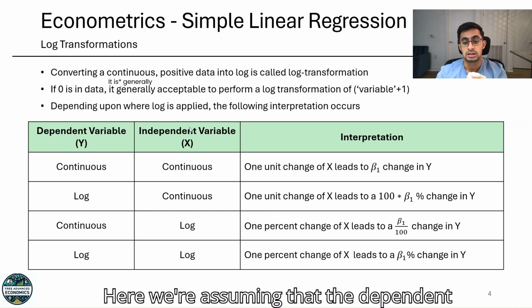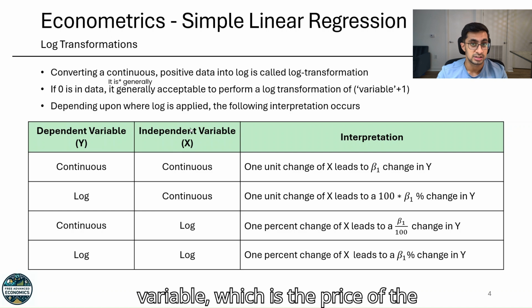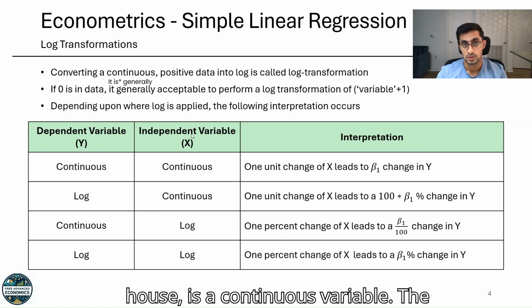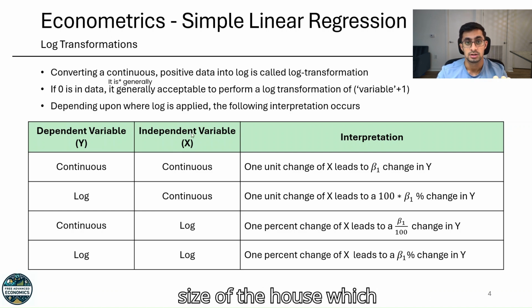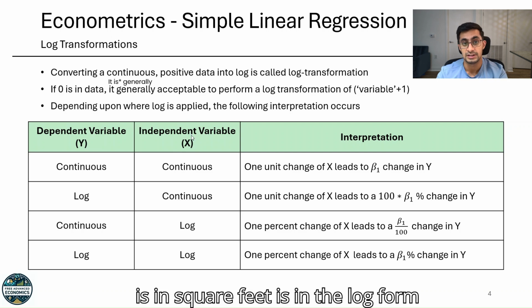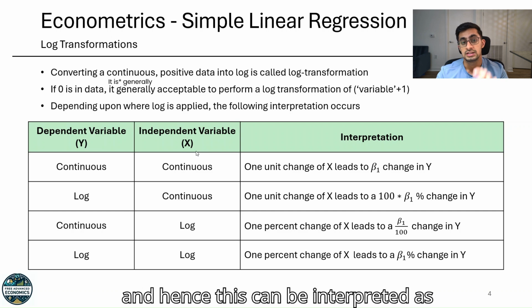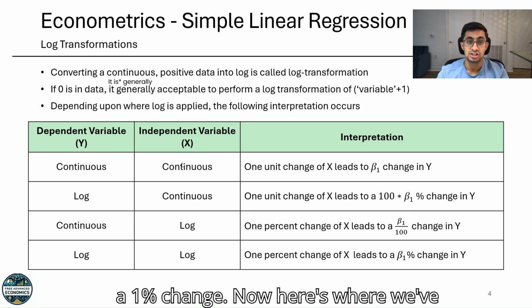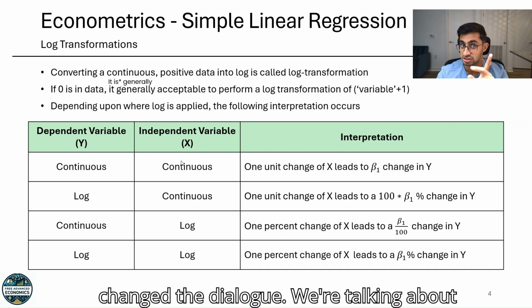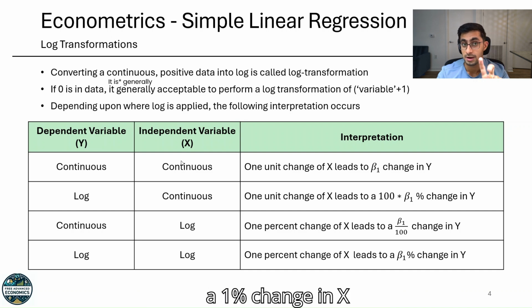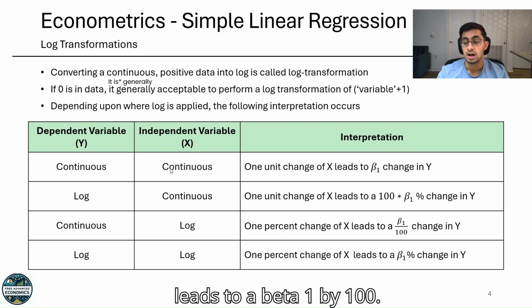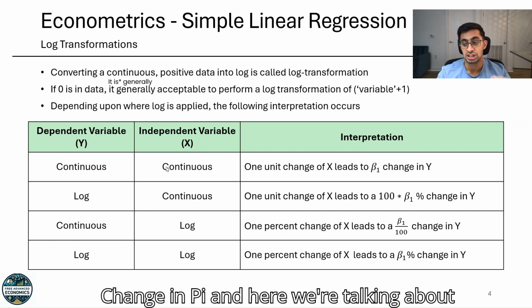Here we're assuming that the dependent variable, which is the price of the house, is a continuous variable. The size of the house, which is in square feet, is in the log form, and hence this can be interpreted as a 1% change. Now, here's where we've changed the dialogue. We're talking about a 1% change in x leads to a beta 1 by 100 change in y.